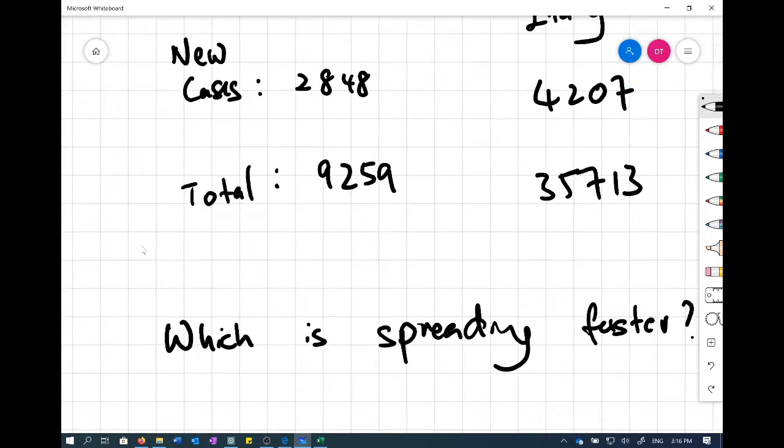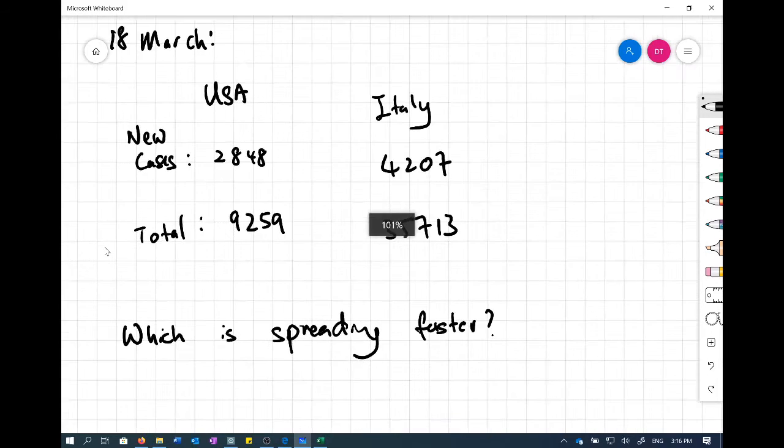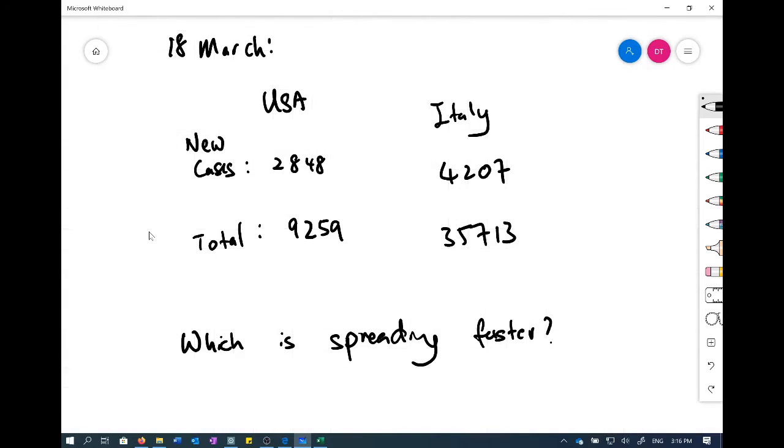Okay, so the current case, this is not the latest numbers. This was the numbers that I got from yesterday. Yesterday they only gave up to 18 March. So the cases are like these. Current cases in USA versus Italy is like 9,000 plus versus 35,000. So on paper it looks like Italy is more jialat, more in bigger trouble.